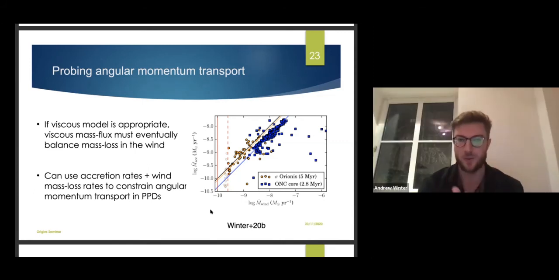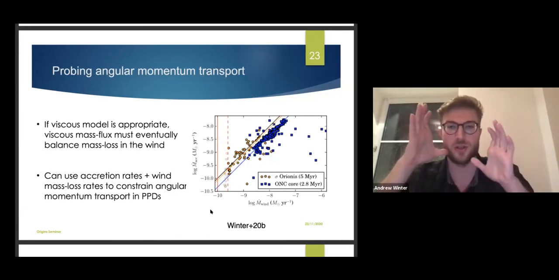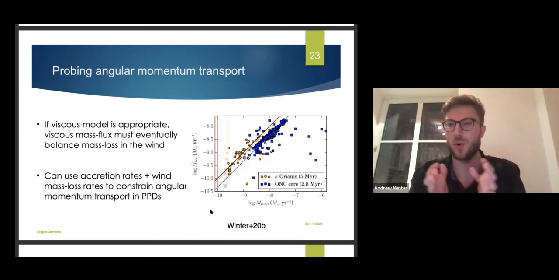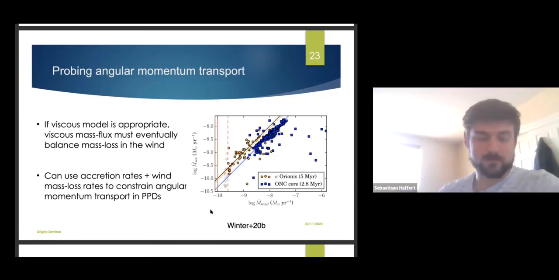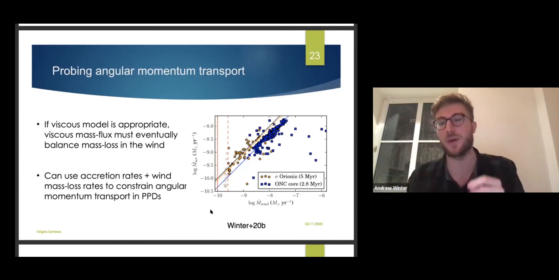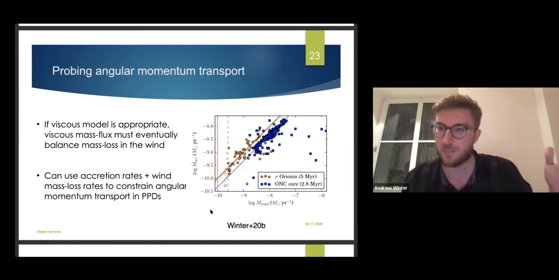So the idea is that it's not a position at which it's being measured. In general, if you measured the wind in H alpha, or whatever line you chose, then you should detect a mass loss rate. As long as you're outside of the sonic point, you should detect a mass loss rate which is balanced by the amount of material which is replenished viscously, or in whatever way, by the disk.